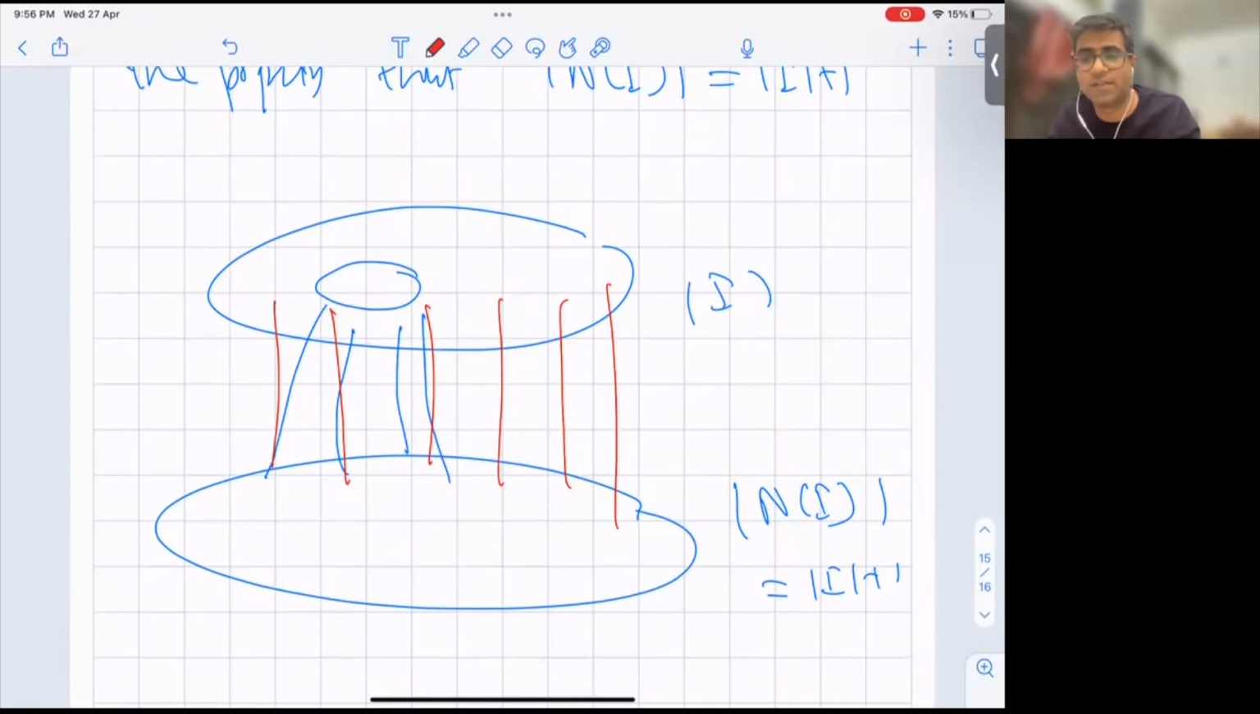But now I cannot say this because N of I is like N of I is mod I plus 1. Right? And there's a matching that saturates I. I cannot say this anymore. But what you know, any optimum solution picks at least one vertex from each of these guys. Do you agree? Okay.